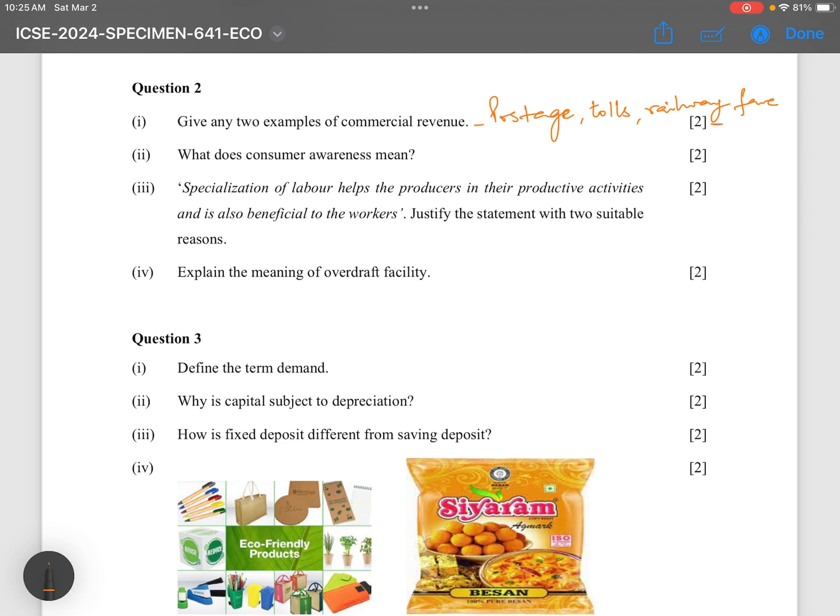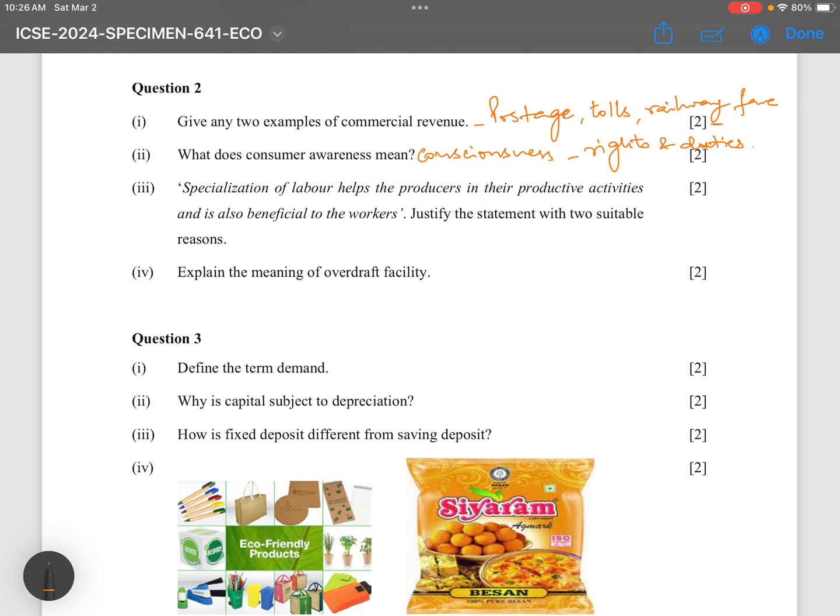Now this is another definition which you will come across in many past papers. So again, pay attention to this definition. Consumer awareness is basically consumers' consciousness or awareness towards their own rights and duties. Now, these are keywords. They will be looking for these in the answer. So, if you are missing out on these keywords, you tend to lose marks.